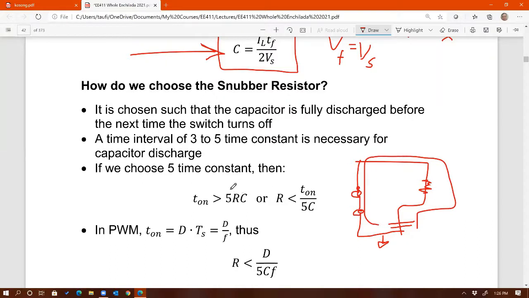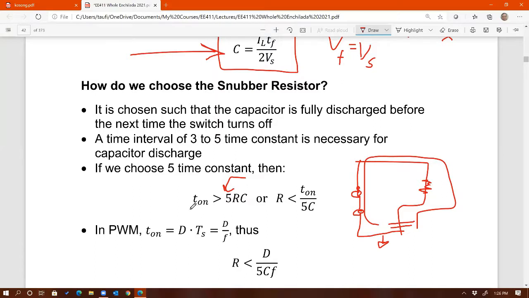So to be on the safe side, I'm going to put 5. This is kind of random. Usually people pick 3 to 5. I'm just going to put the best case, 5 times RC, so 5 times the time constant, to ensure that the next time this switch is turning off, there's no more charge left in that capacitor. Again, this 5 is something that you can pick, but for this one, I'm going to use 5. Sorry about that.